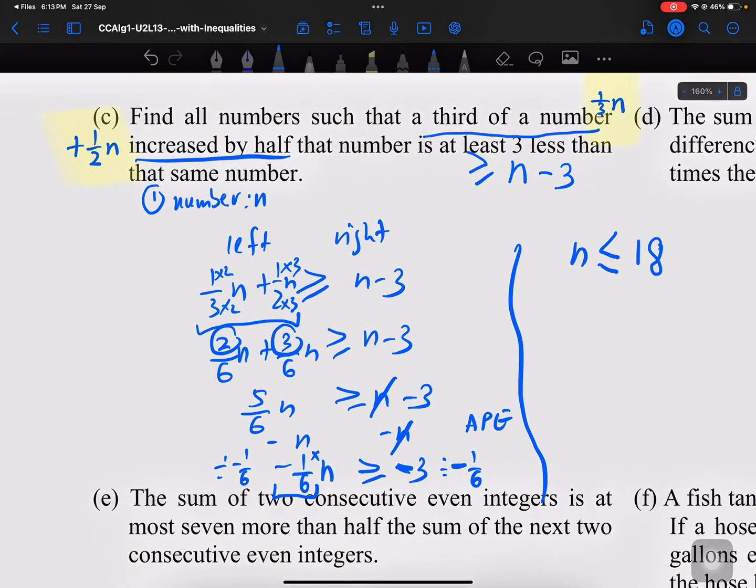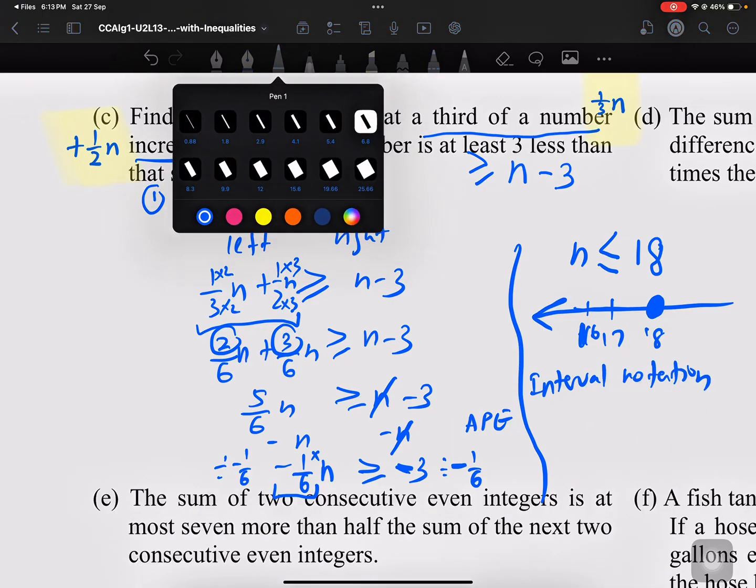So n less than or equal to 18. The interval will be, if I draw a number line, 16, 17, 18. So I can see that my circle is a closed circle, going to the left. Meaning, if I need to read the interval notation, I will read from left to right.